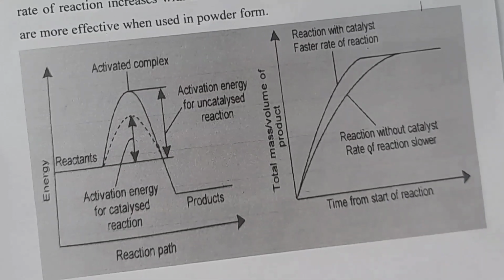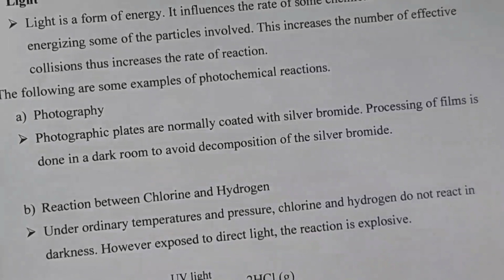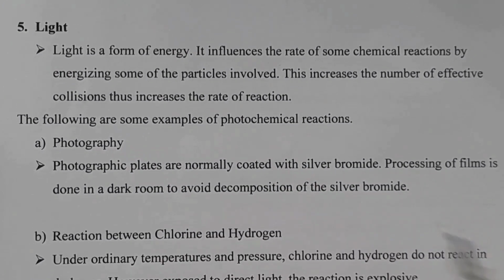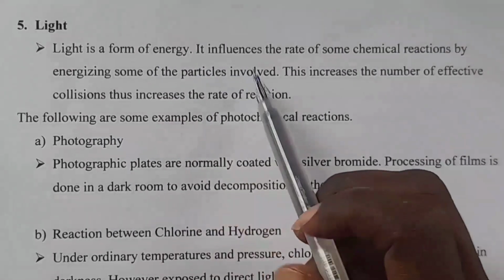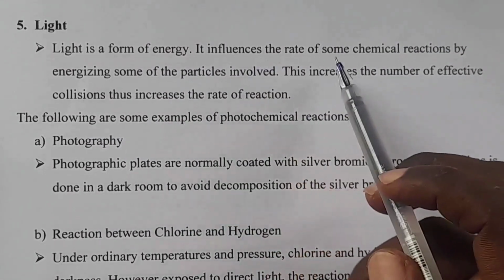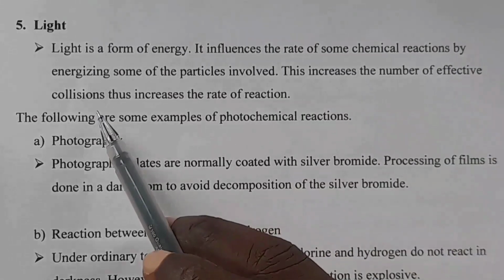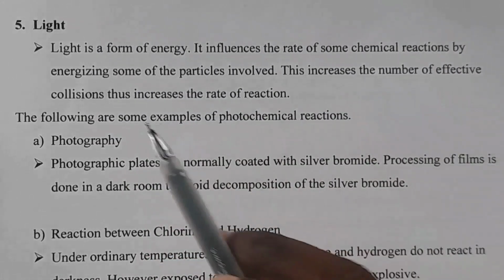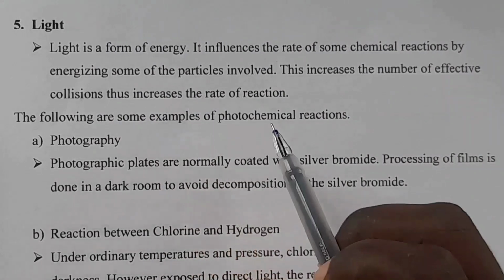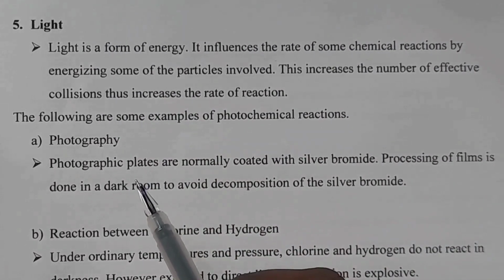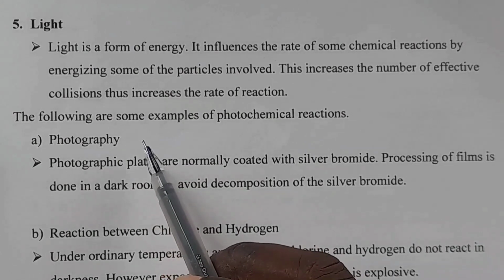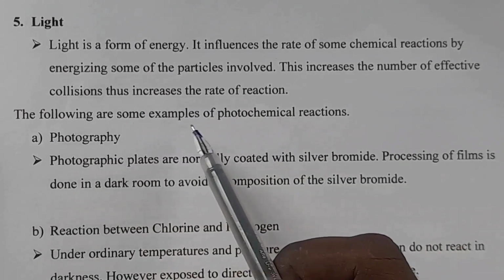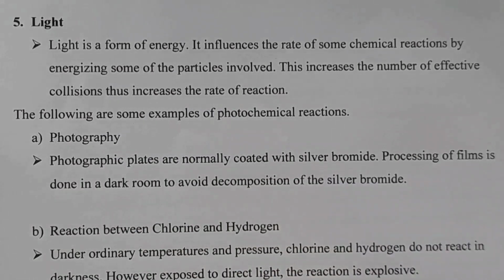Next, we go to the fifth factor that affects the rate of reaction, which is light. We are told light is a form of energy. It influences the rate of some chemical reactions by energizing some of the particles involved. This increases the number of effective collisions, thus increases the rate of the reactions. So we have some examples of photochemical reactions. We are told the following are some examples of photochemical reactions.